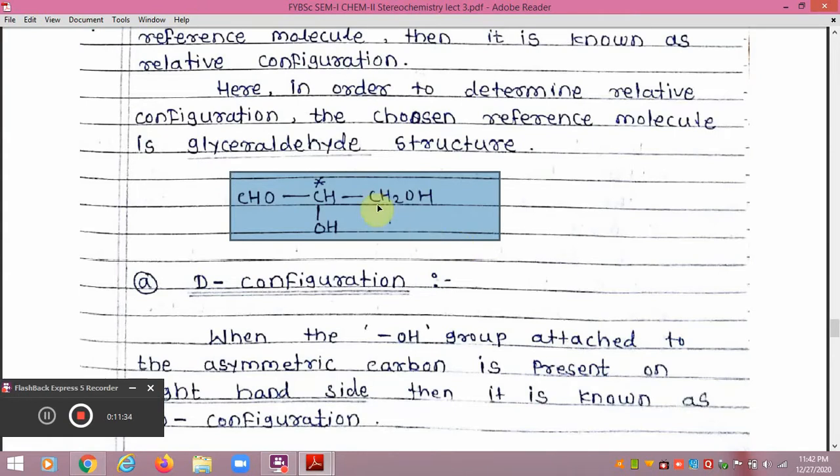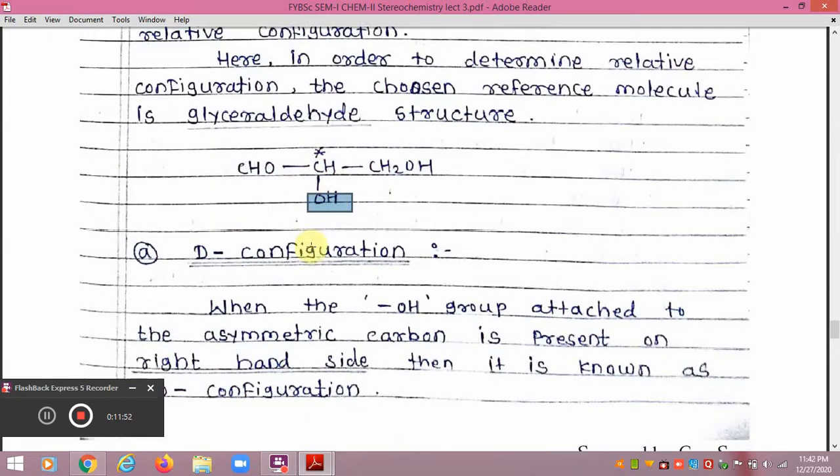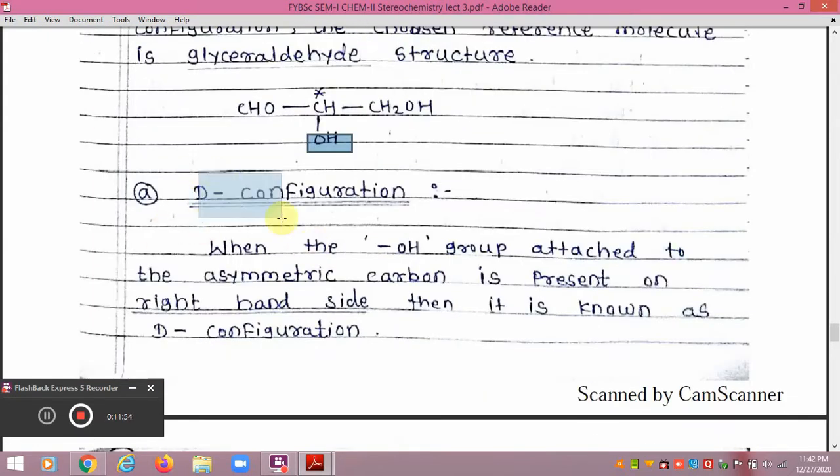This relative configuration is again divided into two types based upon the position of the OH group attached to the asymmetric carbon, because this glyceraldehyde has only one asymmetric carbon atom, which is indicated by a star here. And the first type of the relative configuration is called the D configuration.